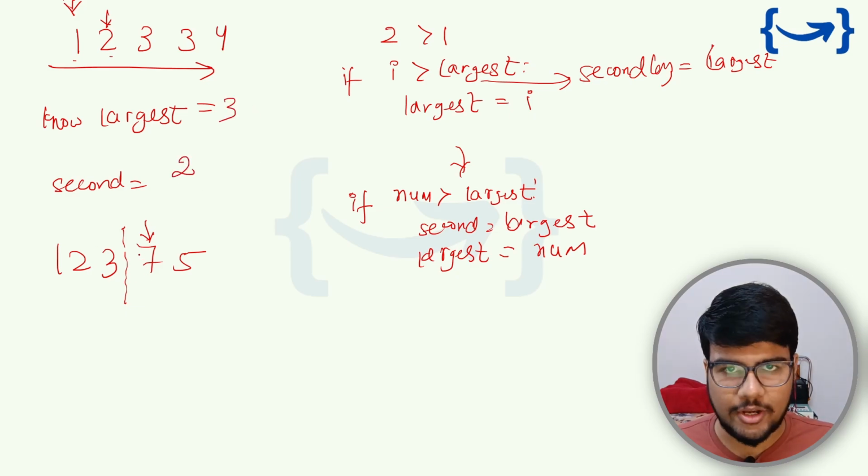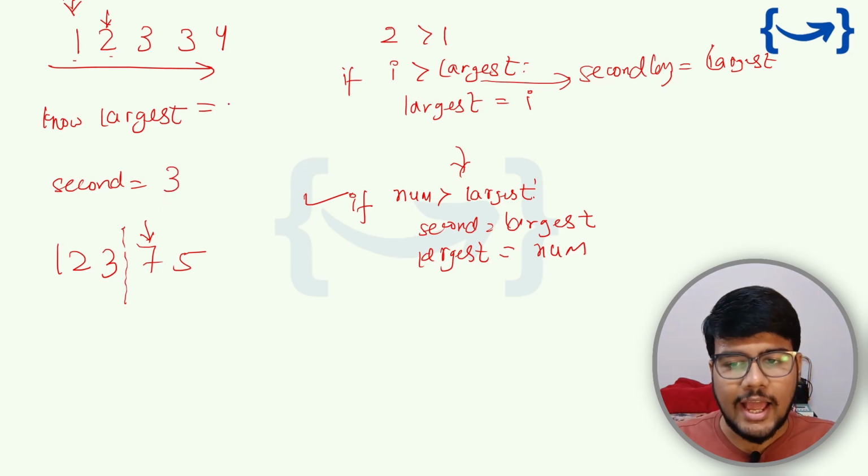Now I have solved 7. So we know that 7 is the greatest. This if condition will trigger again, and it will reinitialize my second to the current value of largest, and the current value of largest would be reinitialized to 7. So 7 has been reinitialized.